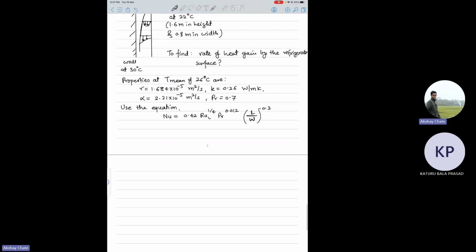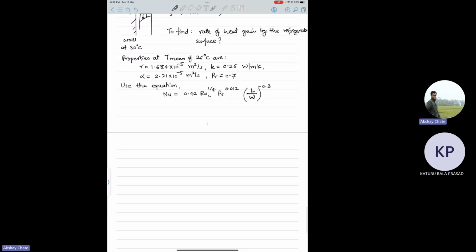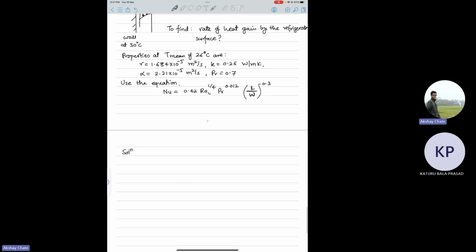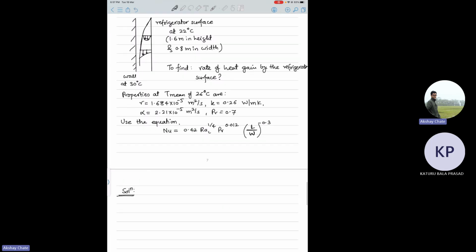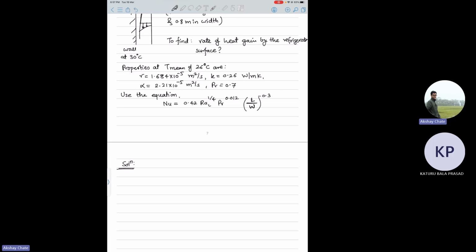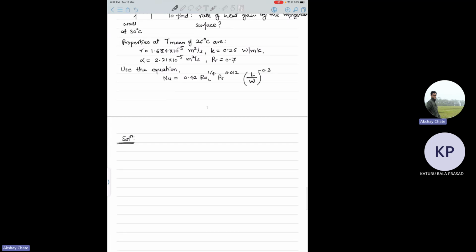But again, we know what the methodology is to solve this type of question. In this question, the only difference is they have not just given you the plate or something like that. They have given you a practical example of the refrigerator surface and the natural convection associated with that. So apart from that, everything else remains the same, right? So you have this.